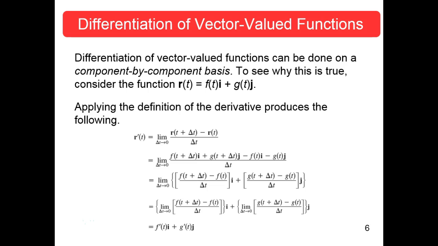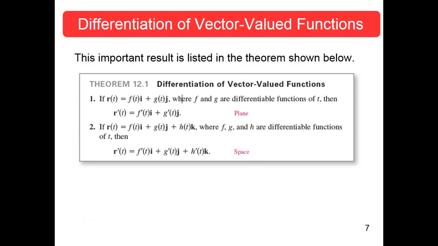The scalar function of the derivative of the j component. Okay? So what this leads down to, the important result, is listed in the theorem below. If r of t is f of t i plus g of t j, where I don't know why that little vertical line shows up there. It's not in the book. I guess the typesetter just got something in there.